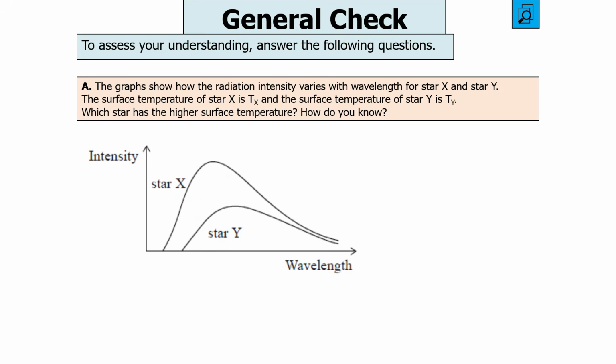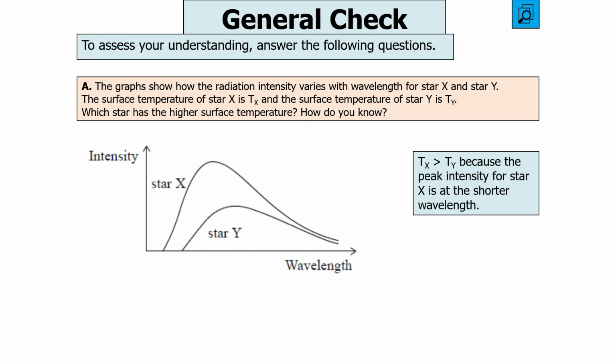The graph shows how the radiation intensity varies with wavelength of star X and star Y. The surface temperature of star X is Tx and the surface temperature of star Y is Ty. Which star has the highest surface temperature and how do you know? Tx must be greater than Ty, because the peak intensity for star X is at the shorter wavelength.